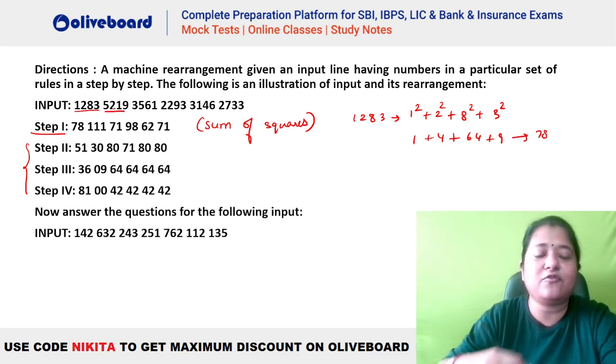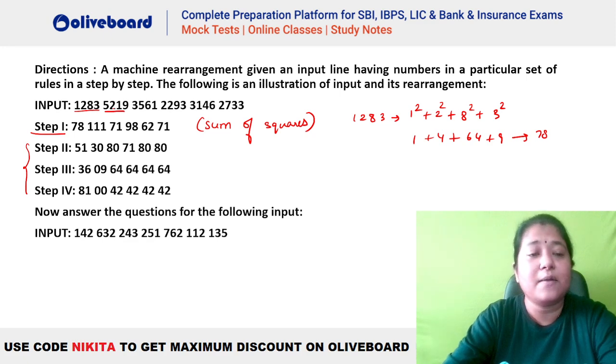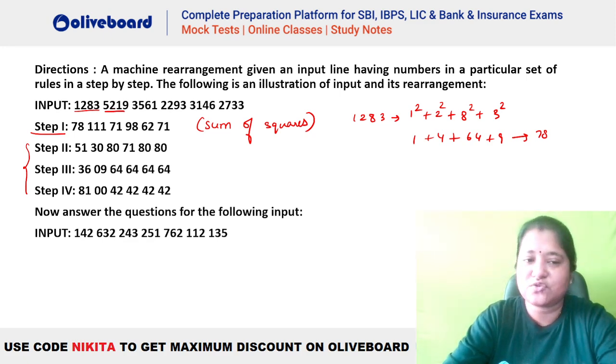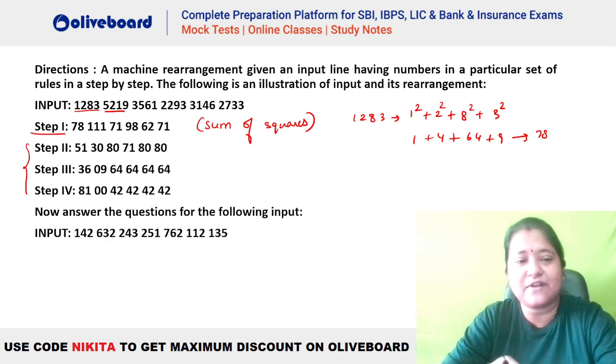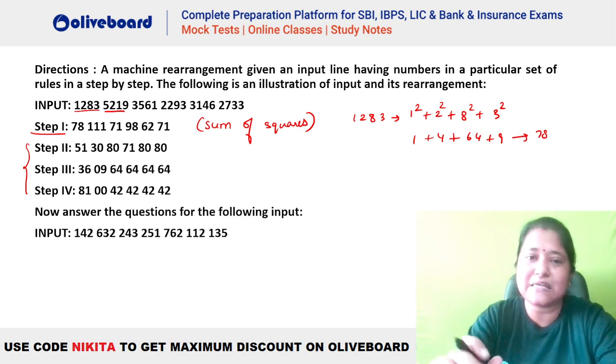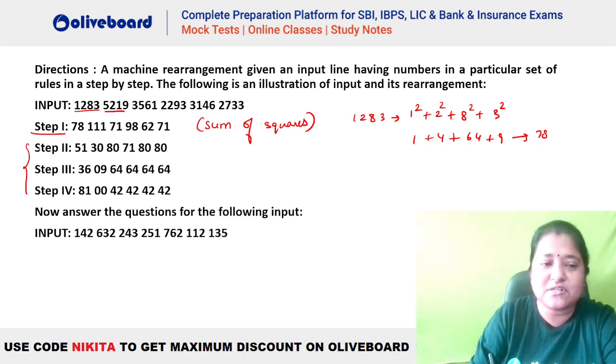Similarly, here we will have 25 plus 4 plus 1 plus 81, which gives you 111. Then we have 9 plus 25 plus 36 plus 1, which gives you 71, and so on. So step number 1 is nothing but the sum of the squares taken together. We have taken the squares and we have taken the sum here. Okay. What about step number 2?